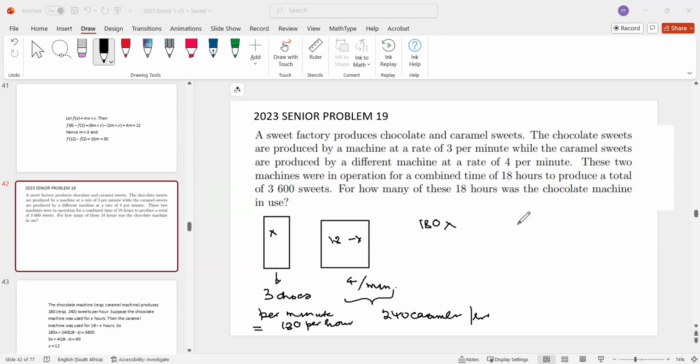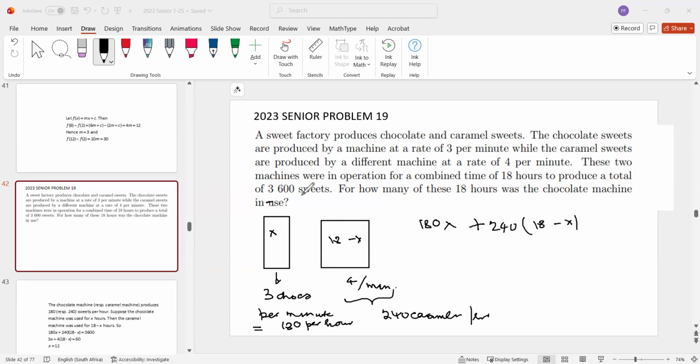And likewise, this is 18 minus X, because there were 18 hours altogether. So this machine produces 240 in each hour. So in 18 minus X hours, it produced that number of chocolates. So altogether, the total number of sweets that was produced is that number of chocolates plus the number of sweets.